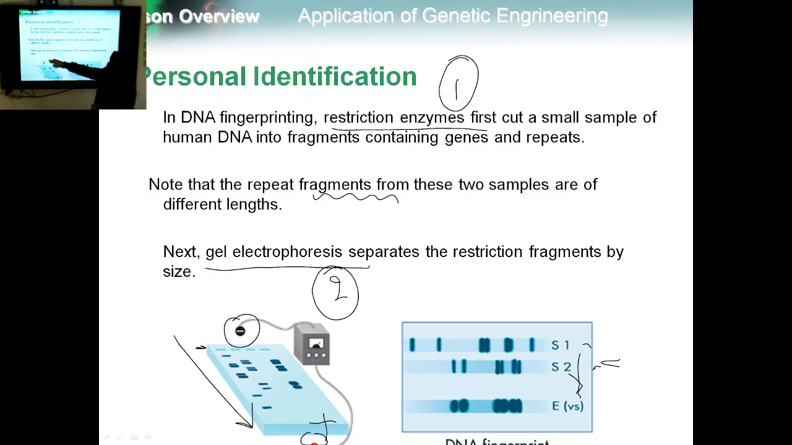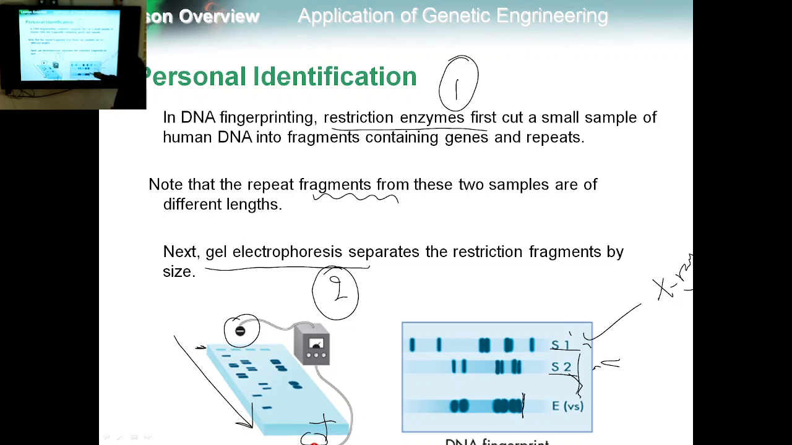Once the electrophoresis is finished, we need to read this gel by X-ray. We will make an X-ray diffraction, and once the X-ray is done, we will read the picture. Here, this is sample 1, this is sample 2, and this is the evidence sample. We need to check this evidence sample for whom?